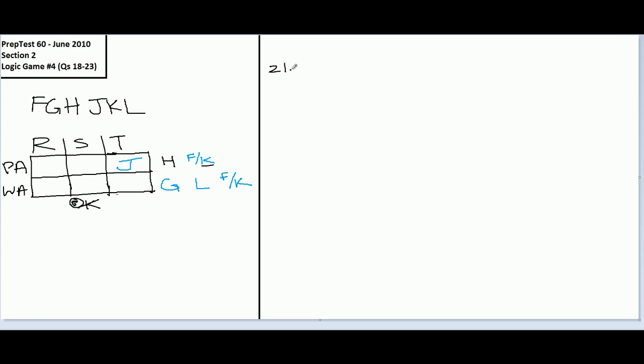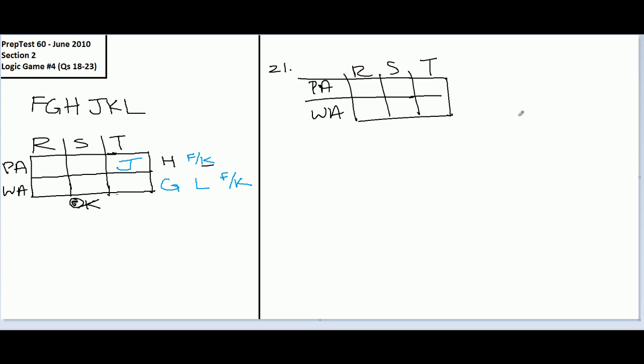Alright, let's take a look at question 21. 21 asks us, if F is a writer's assistant, then which of the following pairs could be teams of interns assigned to Romania? Okay, so let's reproduce our chart once more. Romania, Spain, and Tuscany. Now we know that F is a writer's assistant. So F is down here along with G and L, which means that H is up here along with K, and we know that J is the photographer's assistant in Tuscany. And our final rule is that there is no K in Spain. So the question asks us, which of the following pairs could be the team of interns assigned to Romania?